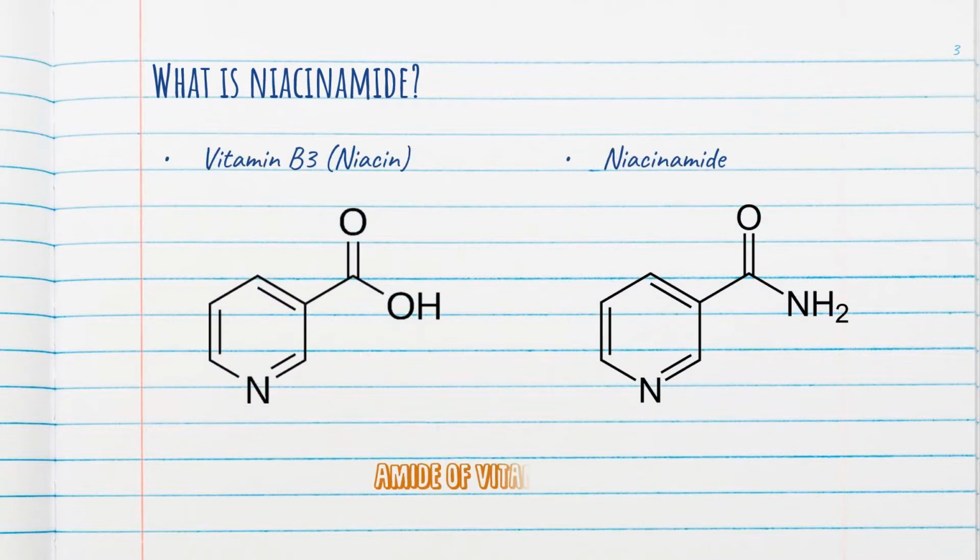What is niacinamide? Niacinamide is an amide of vitamin B3. It can be seen from the structure of vitamin B3 and niacinamide, where at vitamin B3, the compound attached to the carbonyl group is OH. Meanwhile, at niacinamide, the OH is substituted with NH2 that indicates amide. Hence, it's called an amide of vitamin B3.